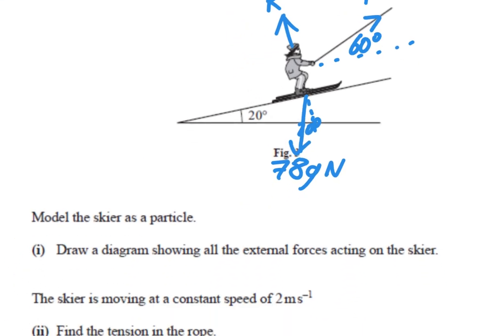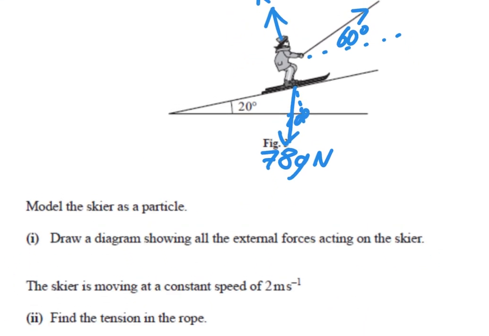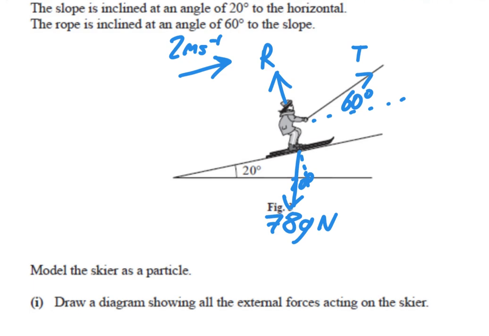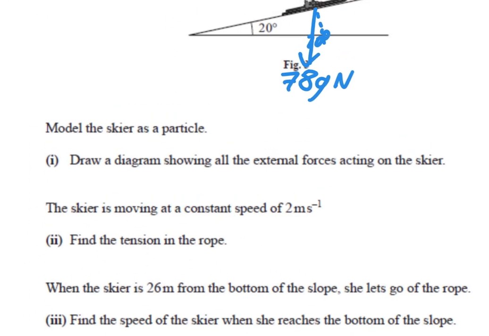Okay. Next question says the skier is moving at a constant speed of 2 meters per second. So I'm just going to mark that on, just a single-headed arrow, 2 meters per second. A single-headed arrow as opposed to a double-headed arrow. Double-headed arrow I use to denote acceleration. So single-headed just means there is just a constant speed. So if you're moving at a constant speed, that means the force up the slope is equal to the force down the slope. It says find the tension in the rope.